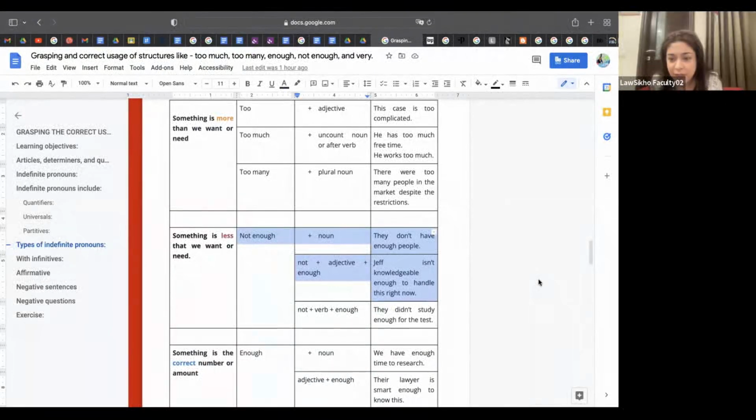She drinks too much coffee and tea. We have too many files in a good room. There's not enough food left. Not enough. No. Vivek, we have not enough food left is incorrect.